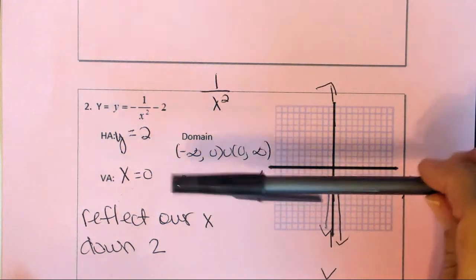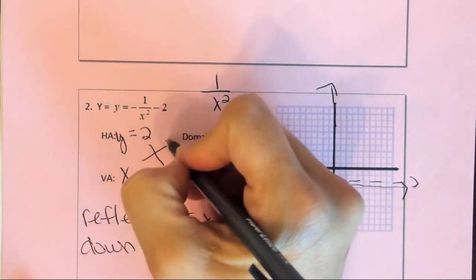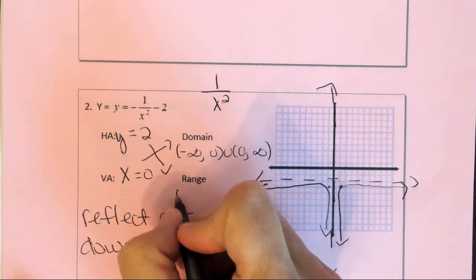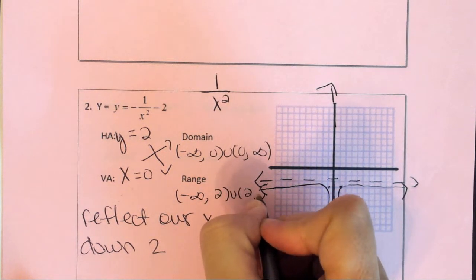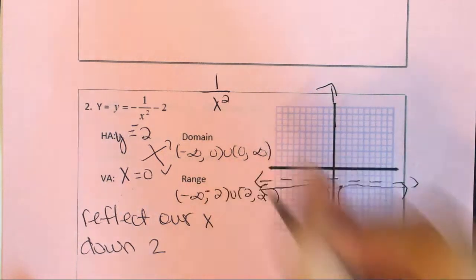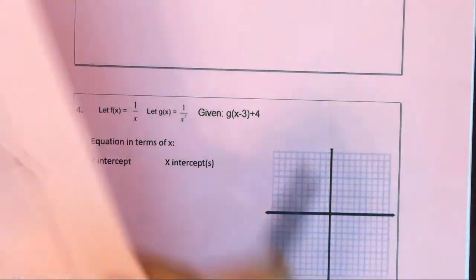My range can be everything but this y, and again, same numbers as your horizontal. So it goes from negative infinity to negative 2, and negative 2 up to positive infinity. Actually, these should be negative 2. That was a mistake on my part. Sorry about that. Okay, so that's the first 2.